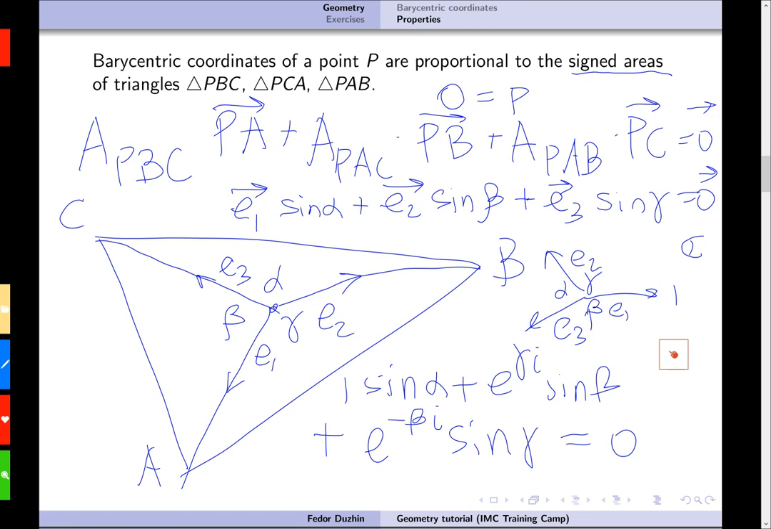This is an easy exercise, and I encourage you to write it down and verify that this is indeed true. Remember that the condition here is that alpha plus beta plus gamma is, by construction, 2 pi. If you compute it, you will see that this is indeed true. So it works. Barycentric coordinates of a point are proportional to the signed areas of the 3 triangles.